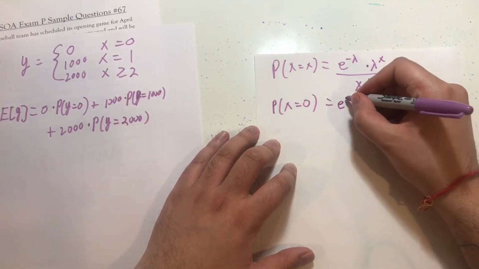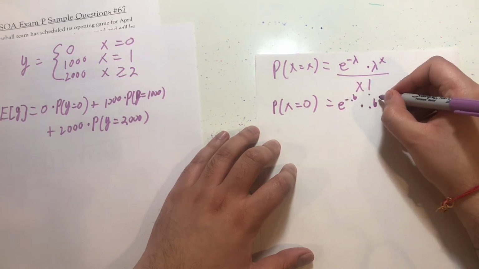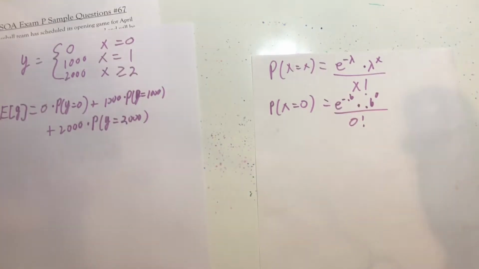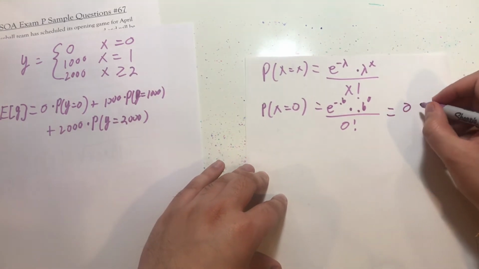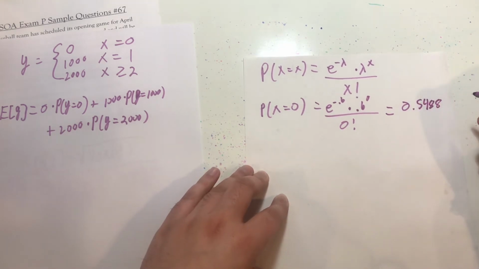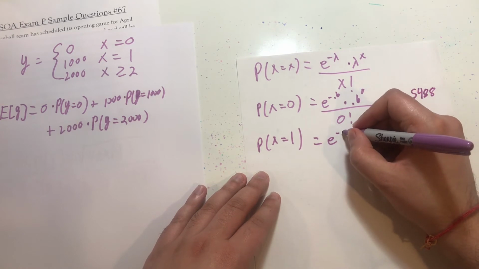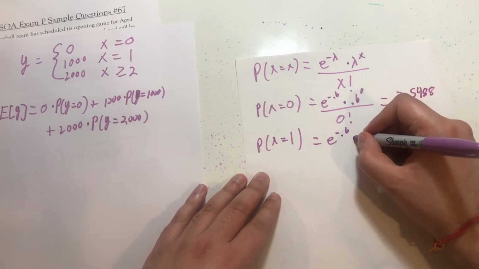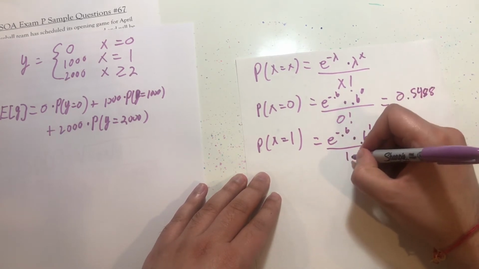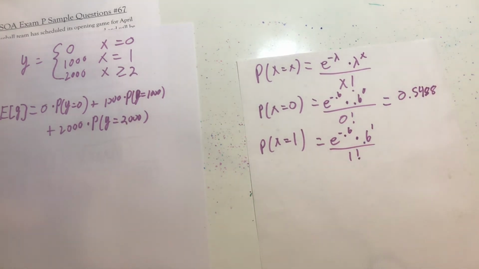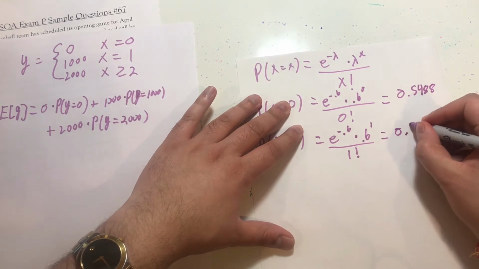And that is going to be e to the negative 0.6 multiplied by 0.6 to the 0 power over 0 factorial, which obviously is just e to the negative 0.6, and that is equal to 0.5488. The probability of x equaling 1 is going to be e to the negative 0.6, that still remains the same, multiplied by 0.6 to the first over 1 factorial. That one is simply going to be multiplied by 0.6, plugging that into my calculator, I get 0.32929.